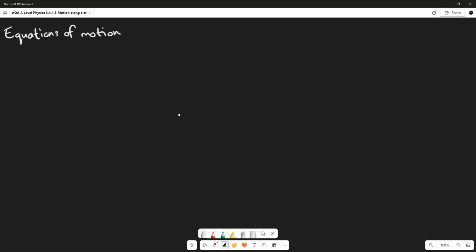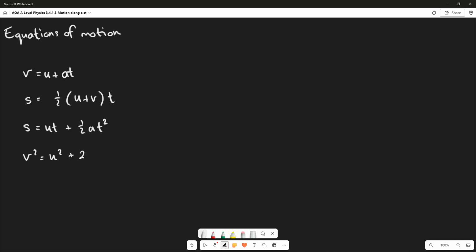There are 4 equations of motion that help us to calculate the behavior of objects. These equations are v equals u plus at, s equals the average velocity times t, s equals ut plus half at squared, and v squared is u squared plus 2as. We have lots of different terms here, and they are usually known as the Suvat terms and the Suvat equations.